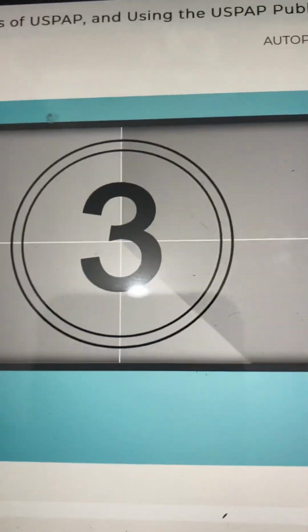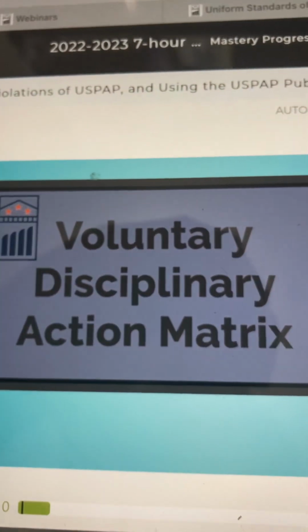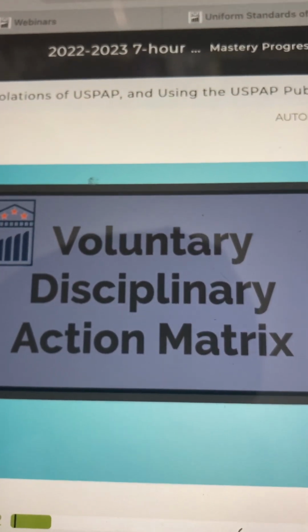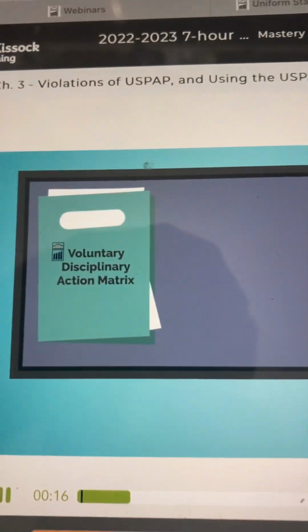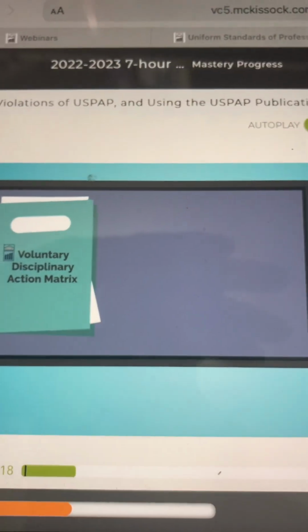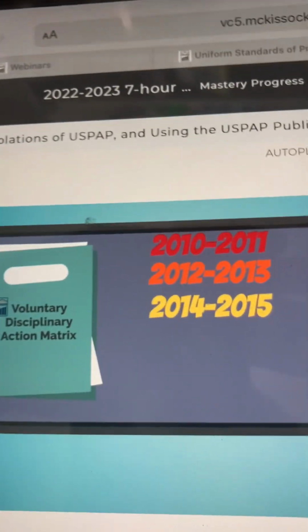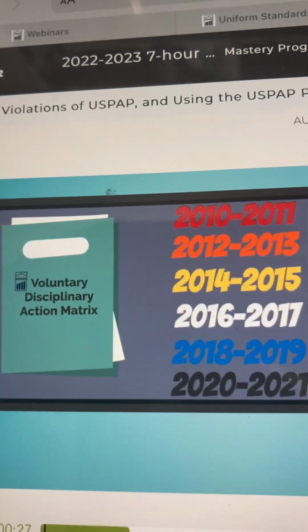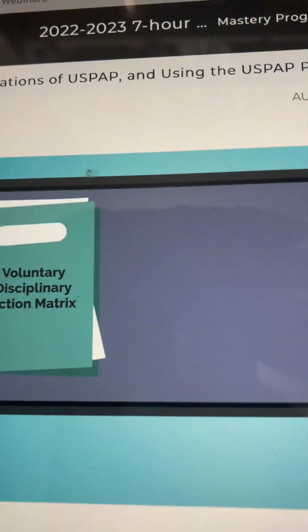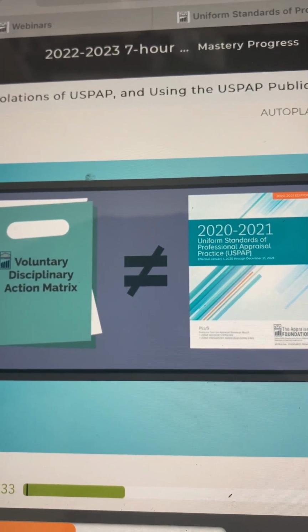One resource that you can use is the Appraisal Foundation's Voluntary Disciplinary Action Matrix. The Appraisal Foundation created the first Voluntary Disciplinary Action Matrix for the 2010-2011 USPAP and has updated the matrix with each subsequent edition. The Voluntary Disciplinary Action Matrix is not part of the USPAP publication. It is a separate document.